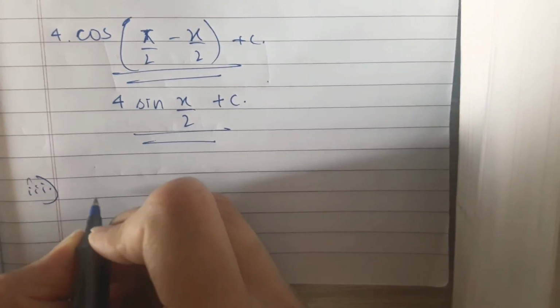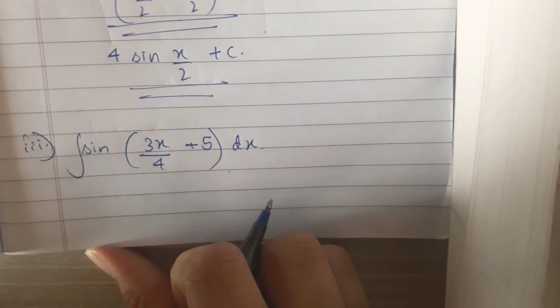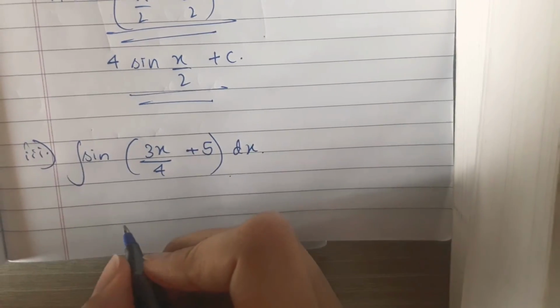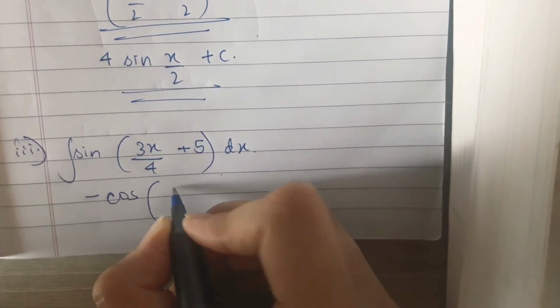The question is sine 3x by 4 plus 5. Again, it's the same thing. When we differentiate cos, we get minus sine. So when we differentiate minus cos, we're supposed to get sine. So we would have minus cos 3x by 4 plus 5.